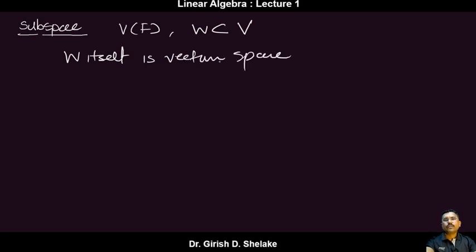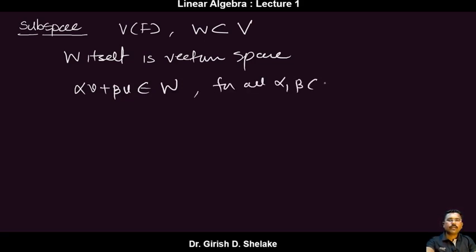Now we define subspace of a vector space. Let V over F be a vector space and W be a subset of V. Then this W is said to be a subspace of the vector space V if W itself is a vector space with respect to the same addition and scalar multiplication that is in V. In that case, we say that W is a subspace of V. Also, we know that W is a subspace of V if and only if alpha into v plus beta into u belongs to W for all alpha, beta belonging to the field F and u, v belonging to capital W.